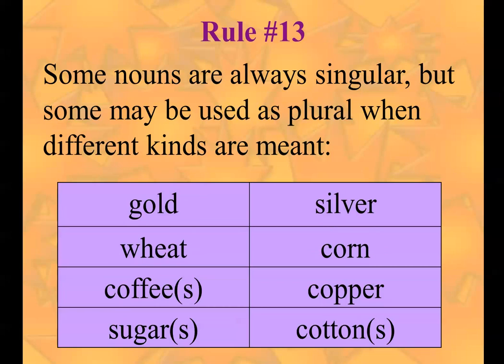Rule number 13 is that some nouns are always singular, but some may be used as plural when different kinds are meant. For example, gold is always singular, no matter how much gold you're talking about. Same thing with silver, wheat, corn, and copper. We have 3 words here that you use as a plural only when meaning different types. For example, if you're talking about different kinds of coffees, you would add an s, different types of sugars, or different types of cottons.